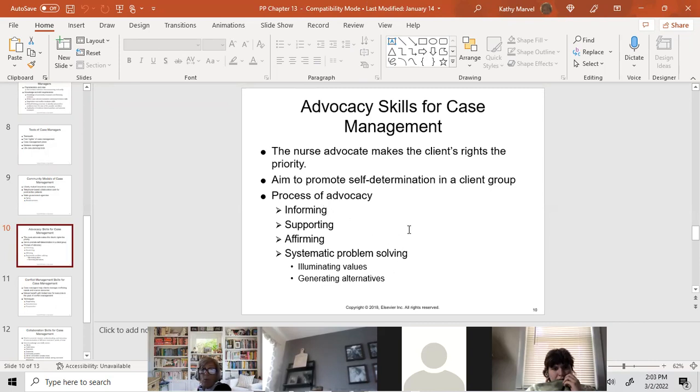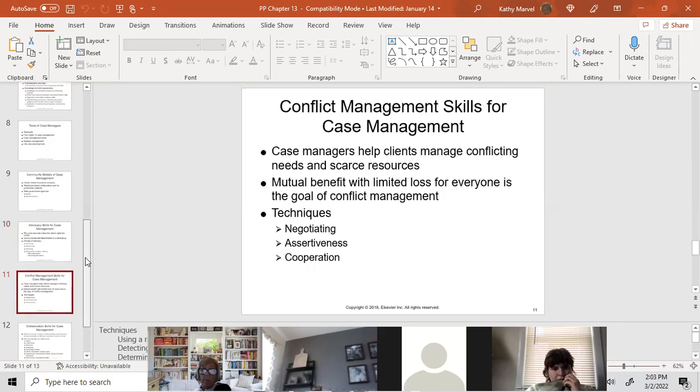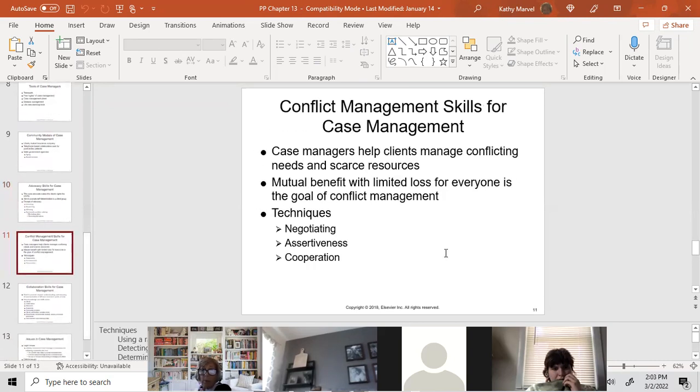We want to keep our clients informed. We want to support them. We want to affirm them. We want to problem solve with them for the best outcome. What are some conflict management skills we're going to need in case management? Because everybody you're working with, there may be disagreements, right? If you're pulling together a big group of people for the coordination of care for an individual, a family, a community, everybody might not agree on what the plan of care is. So what kinds of skills might be helpful to have as a case manager?